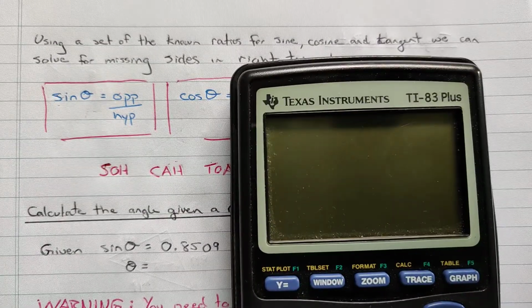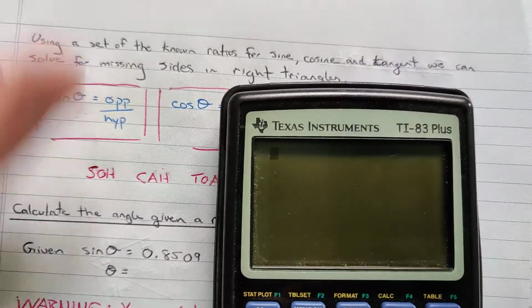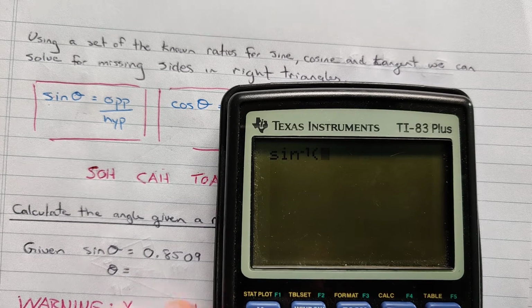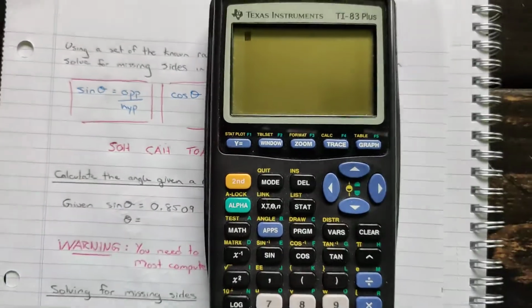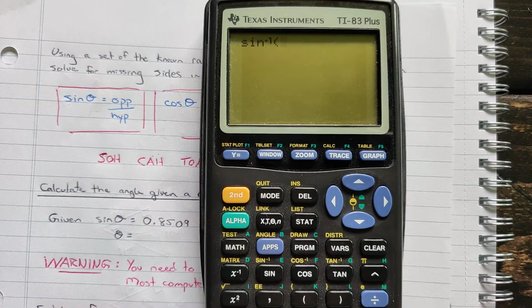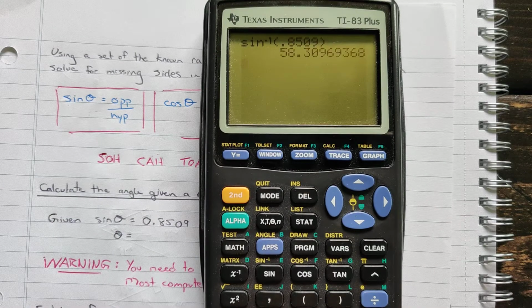So when you do that on your calculator, what you'll see is this. In my calculator, I press the second button and then sine. So I press second sine, and then I can type in my decimal. Here's 0.8509, and I'll hit equals, and I'll get 58.3096. Your calculator might be different, where you type in the decimal first and then do the second sine. So it just depends on your specific model of calculator. So you need to test that out.